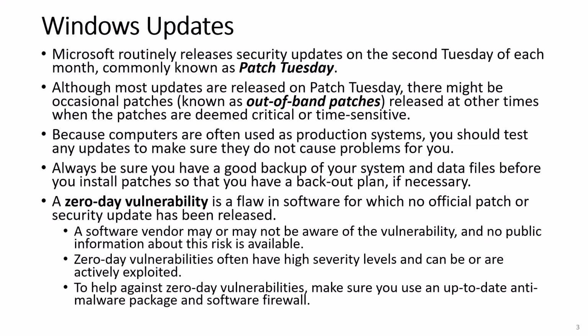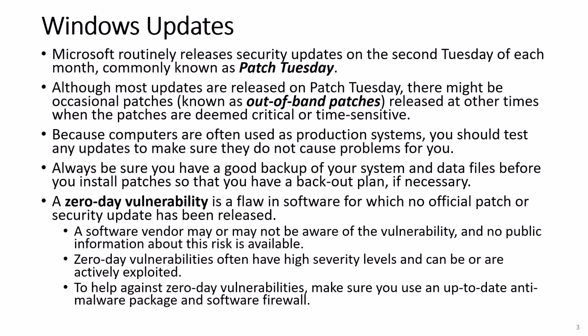Microsoft routinely releases security updates on the second Tuesday of each month, commonly known as Patch Tuesday. Although most updates are released on Patch Tuesday, there might be occasional patches known as out-of-band patches released at other times when the patches are deemed critical or time-sensitive. Because computers are often used as production systems, you should test any updates to make sure that they do not cause problems for you. Always be sure to have a good backup of your system and data files before you install patches so that you have a backup plan if necessary.